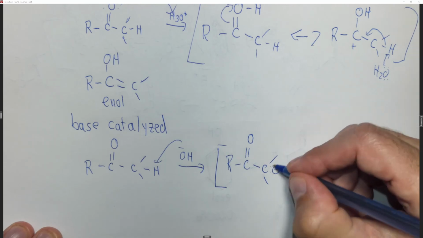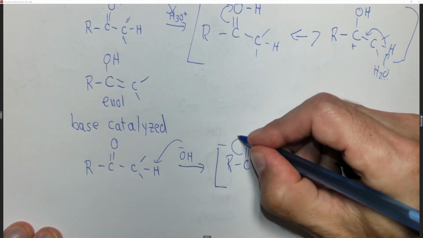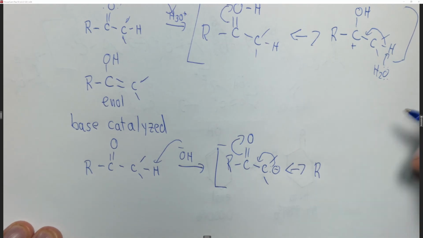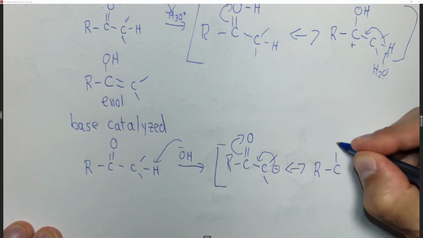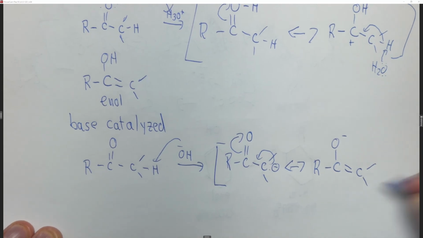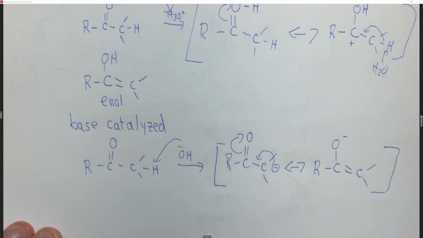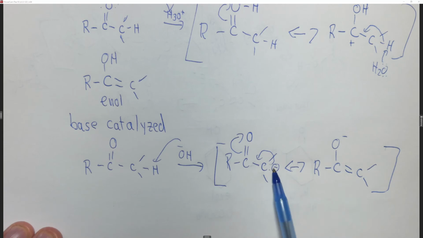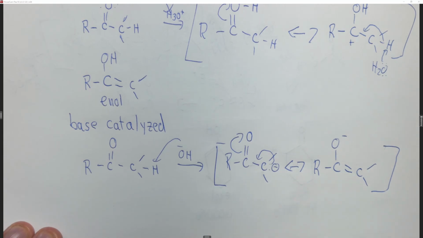And this can resonate. This jumps here and that jumps up there. And we get a resonance form, so it's resonance stabilized if you will. R bond C, bond O, now with a minus charge. Double bond C, bonded to two things. Okay, now this is obviously going to be better to have the minus charge on the O than the C, so this resonance form is going to be more predominant.